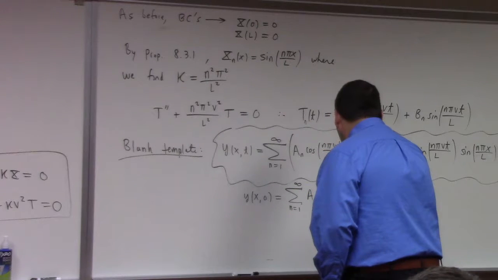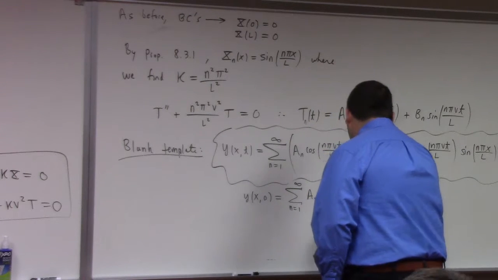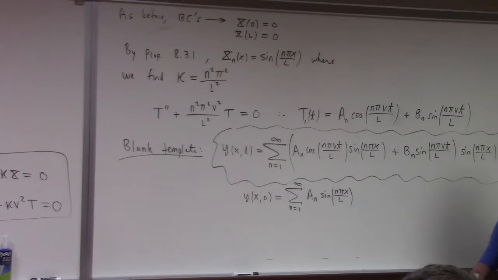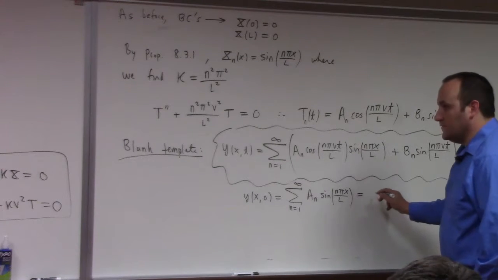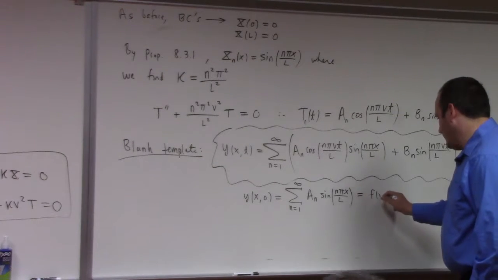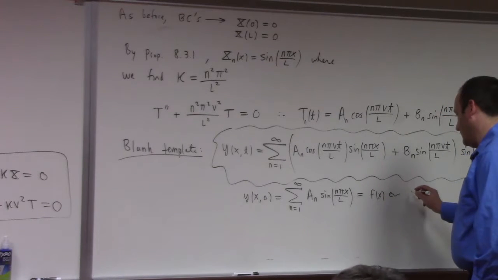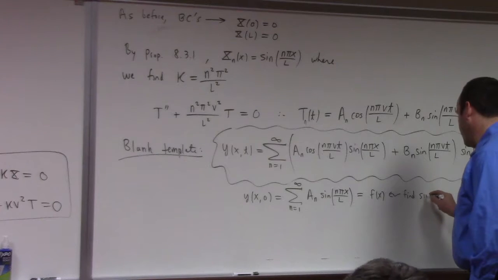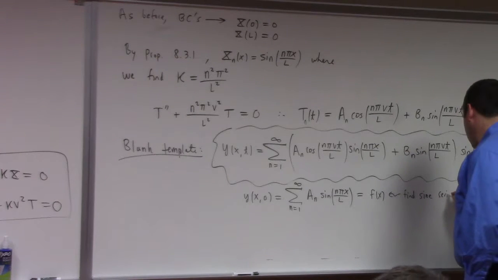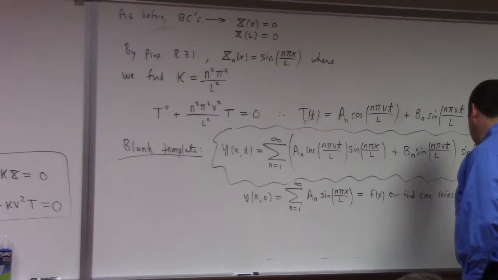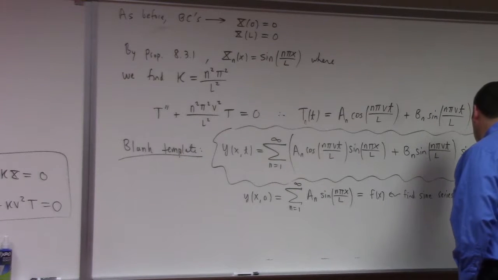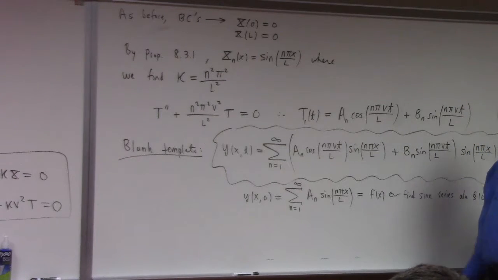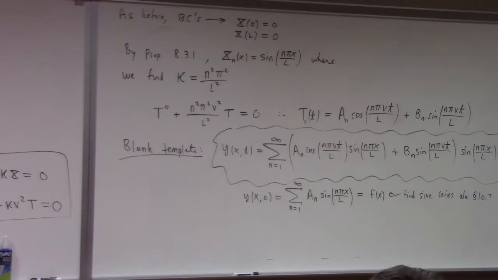sine of n pi x over L. So this has to be equal to my given f of x, right? So you just got to find the sine series, a la section 10.4, is it? Or 10.3? I forget which section. The sine series section. Hey, I tell you what, let me just say sine series.